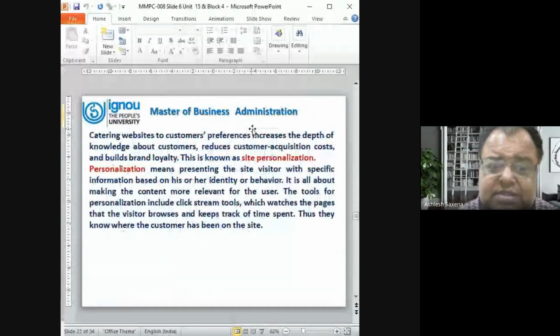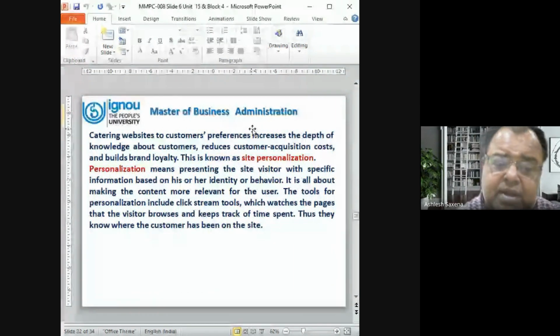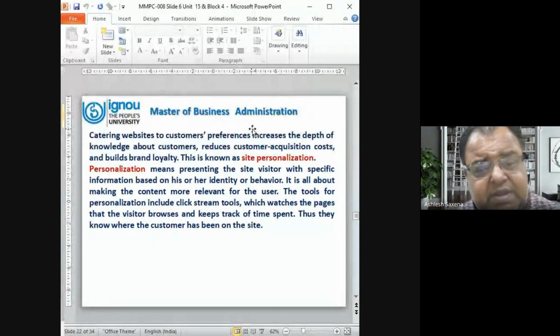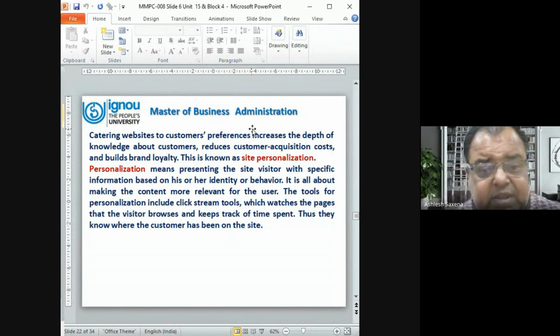Catering websites to customers' presence increases the depth of knowledge and builds brand loyalty. This is known as site presentation. Personalization means presenting the site visitor with specific information based on his or her identity or behavior. It is all about making the content more relevant for the user.